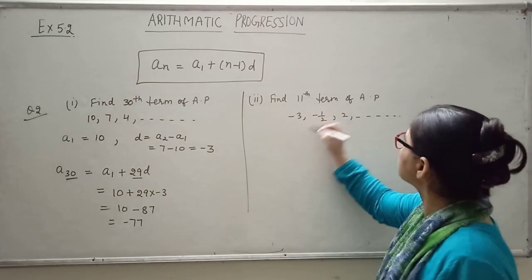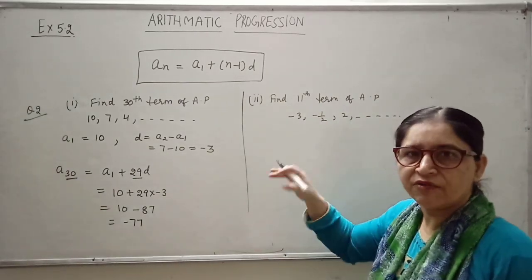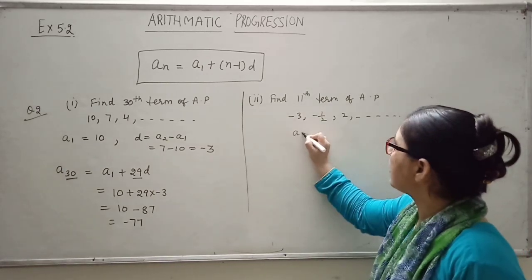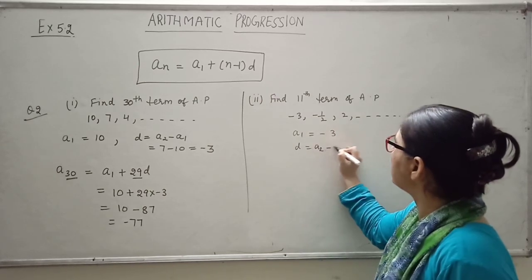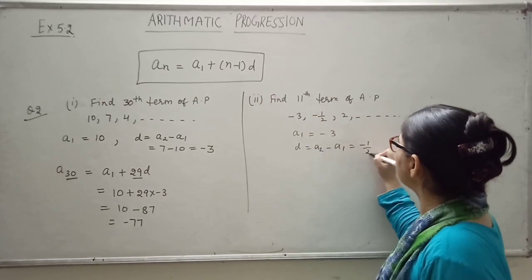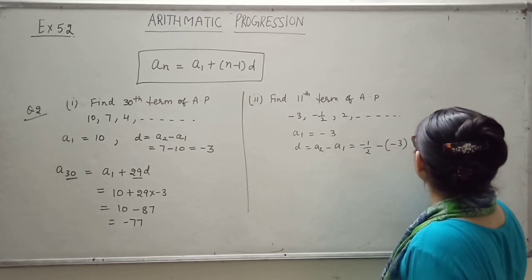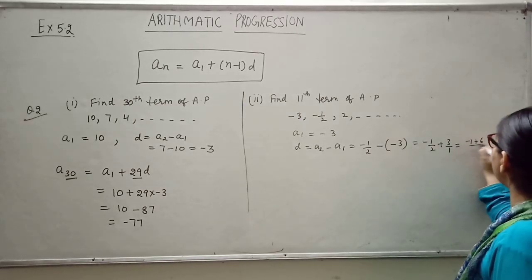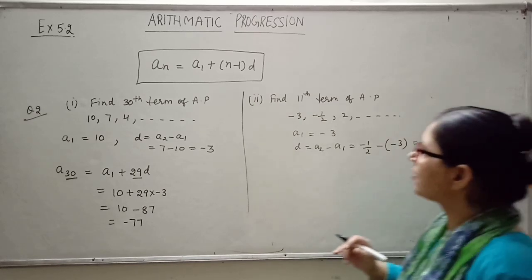Come to the next part. This is already given. In all the questions you will do, it will already be given that the given set of numbers is an AP. Now what is a1 here? Minus 3. What is d? a2 minus a1. a2 is minus 1 by 2, minus a1 is minus of minus 3. So it would be minus 1 by 2 plus 3 by 1. This is minus 1 plus 6 by 2. This is 5 by 2. So d is 5 by 2.